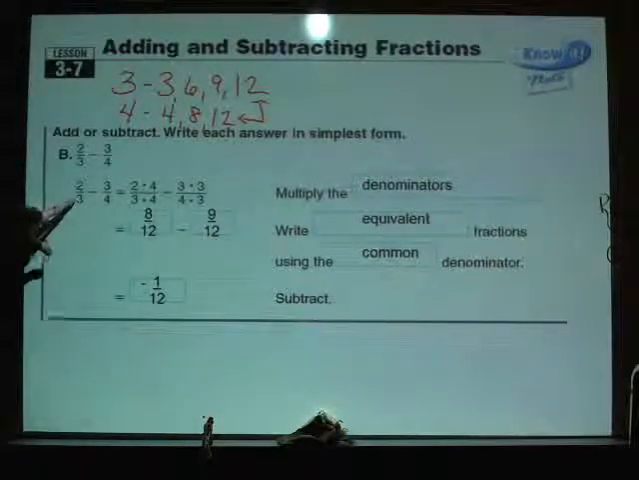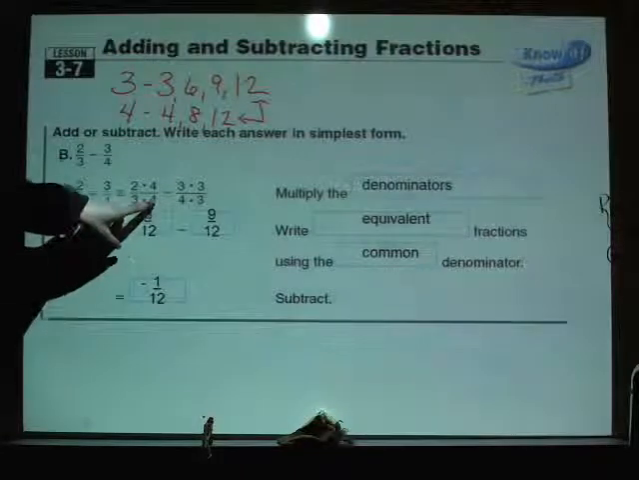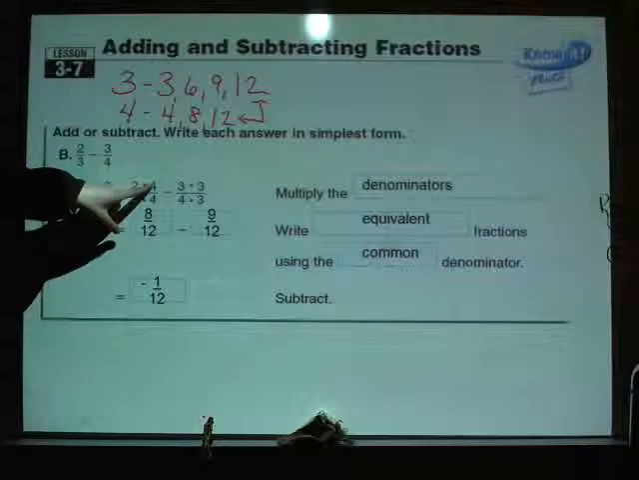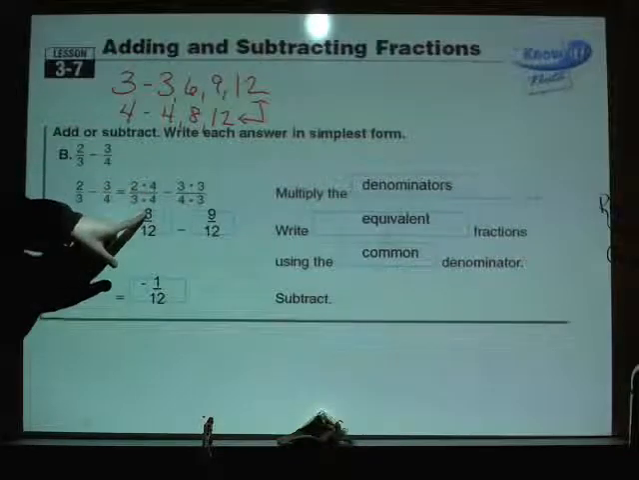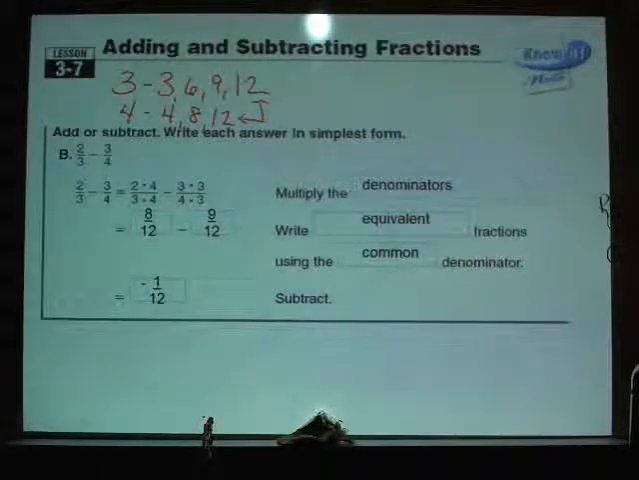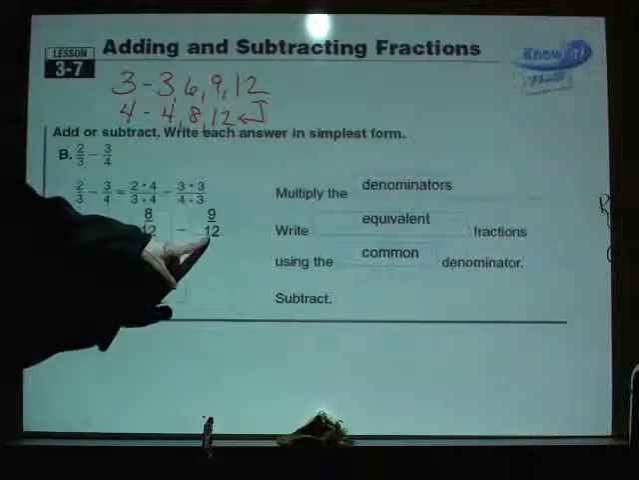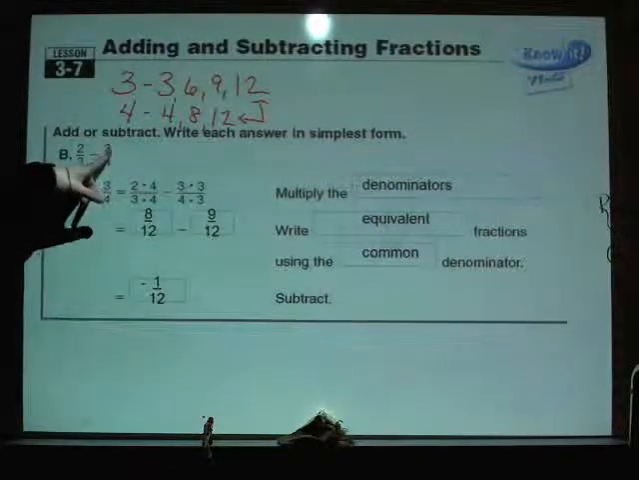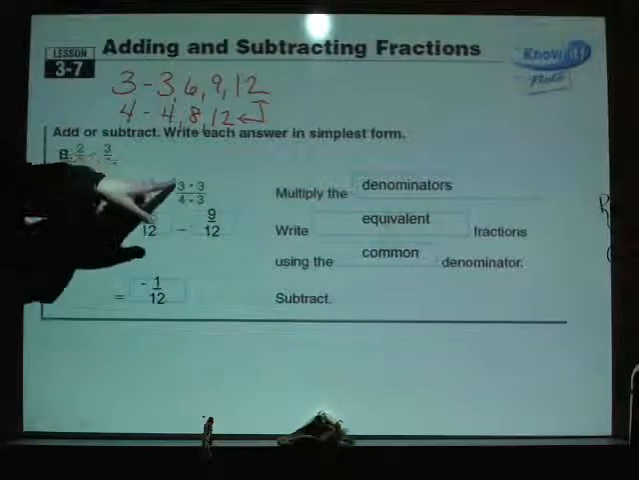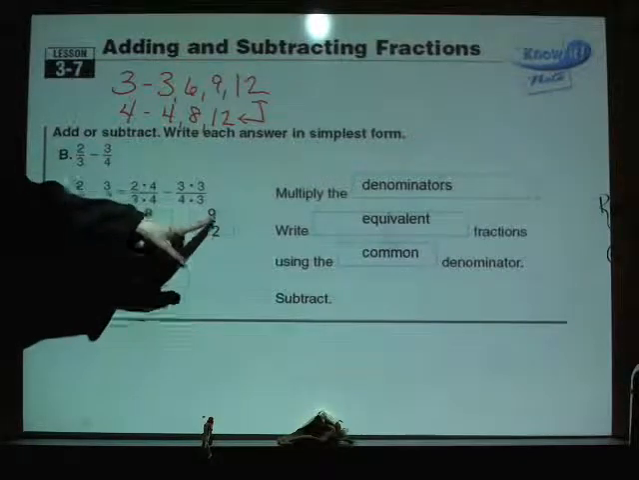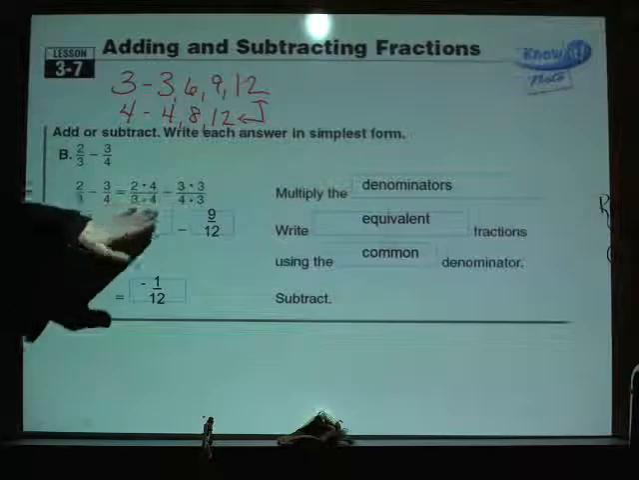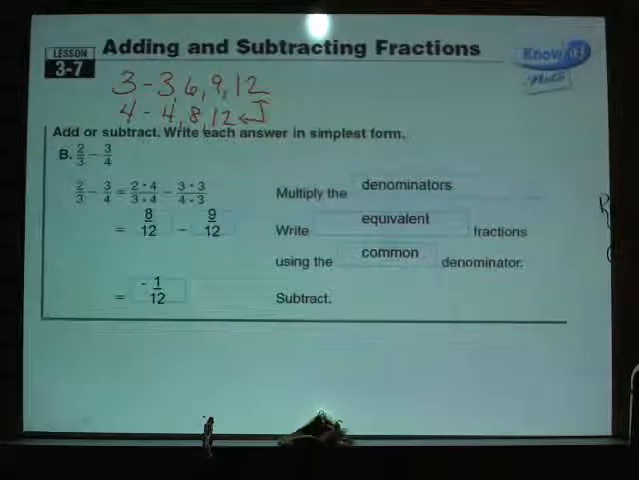To change 3 into 12, that means you would have multiplied by 4, as they're showing you right here. So I'm going to multiply the top by 4 as well, and 2 times 4 is 8. That's how I have 8 twelfths. To change 4 into 12, we're multiplying by 3, so I'm going to multiply the top by 3 as well, and 3 times 3 is 9. So I've got 9 twelfths. So I've got 8 twelfths minus 9 twelfths to be solved here.